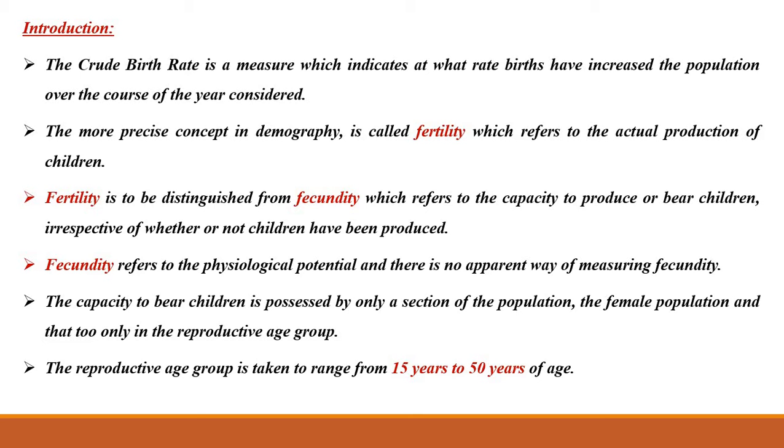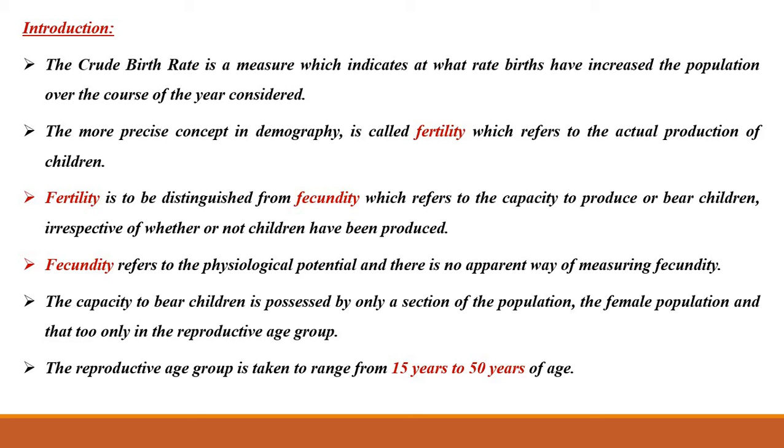Now, crude birth rate is a measure which indicates at what rate births have increased the population over the course of the year considered. The more precise concept in demography is called fertility, which refers to the actual production of children. Fertility is to be distinguished from fecundity, which refers to the capacity to produce or bear children, irrespective of whether or not children have been produced.